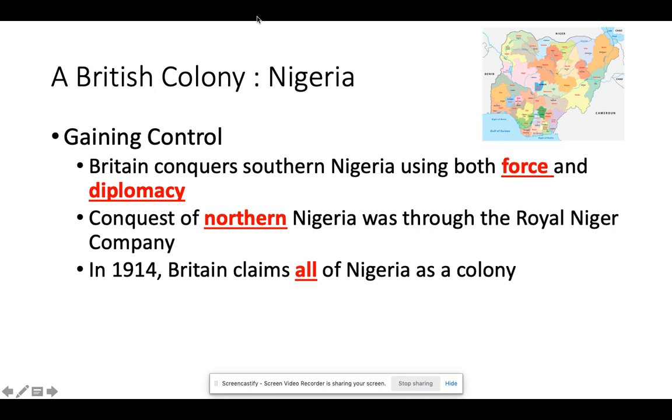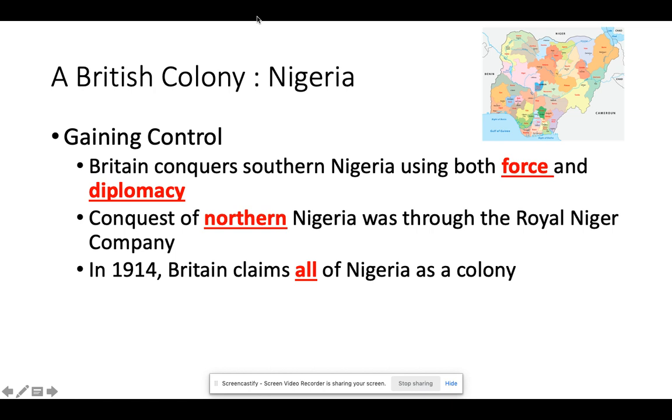Force means they're bringing in the military. Diplomacy means they're going to go in and maybe offer you something, do a little tit for tat, a little trade. Maybe you have issues with a certain tribe or a group of people, and they're willing to come in and help you out and do favors for you. Really, they're only there to gain control.